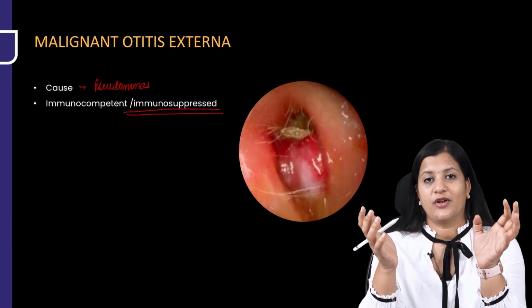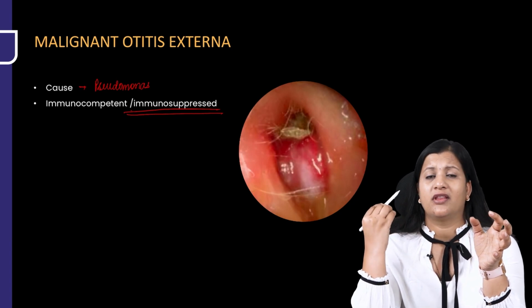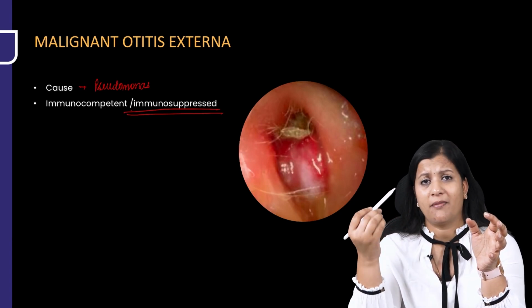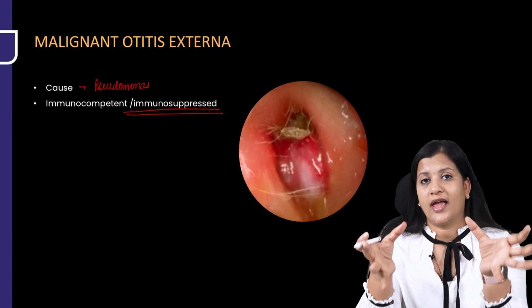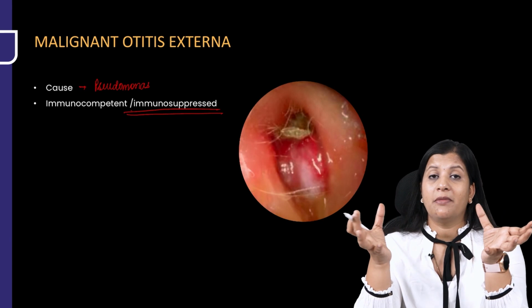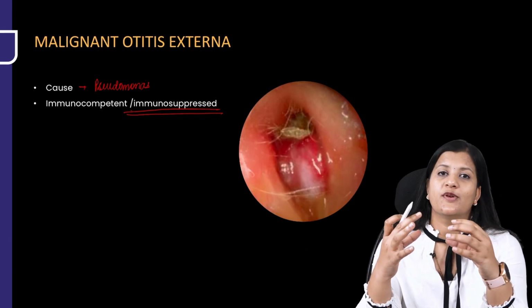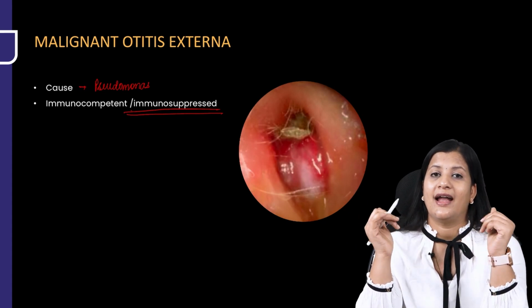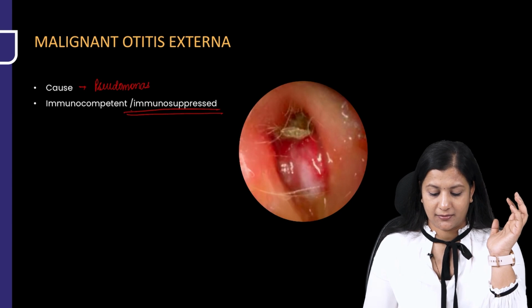to this pseudomonal infection. So typically there will be a history of some ear picking with the help of an earbud or matchstick or some other thing, or there can be entry of water into the external canal, or there can be uncontrolled sugars or diabetes. So some predisposing factor would be present, and that will predispose to malignant otitis externa.